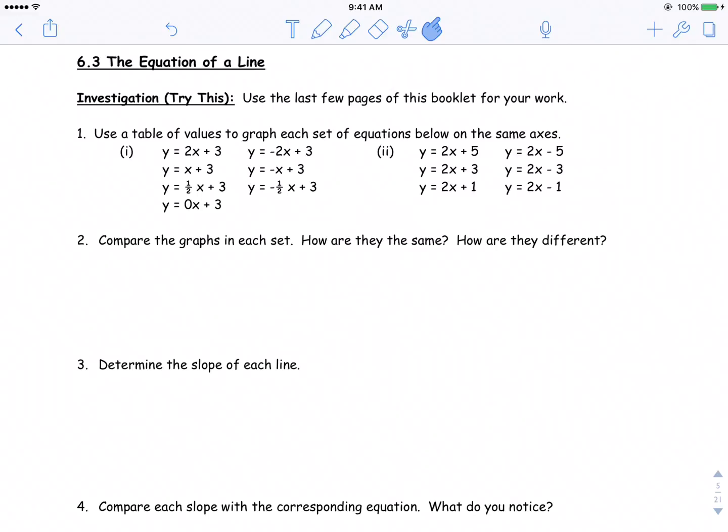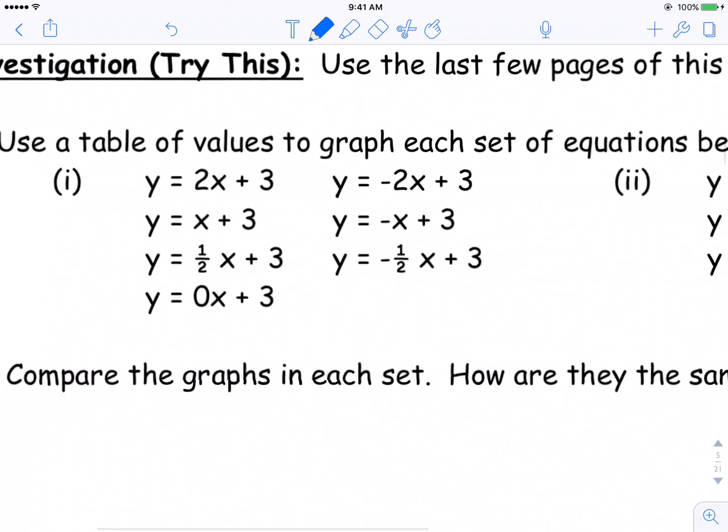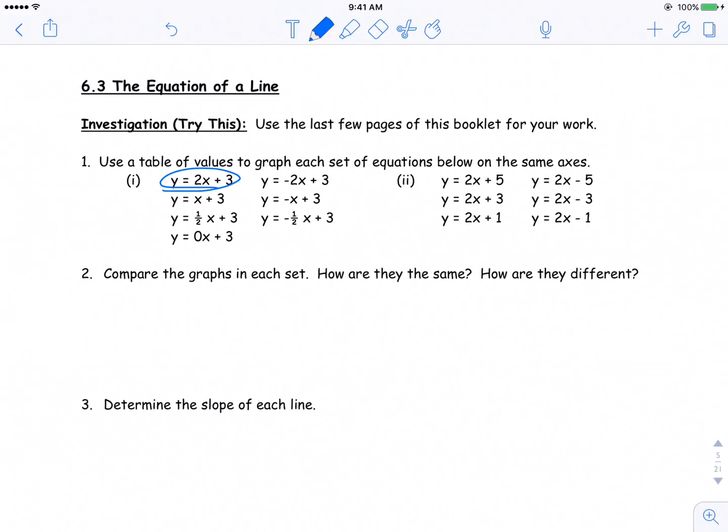So for 6.3 here, it's an investigation, and I'm not too sure how I want to tackle this. So I think what I'm going to do is give you a video here on how to do the graph for the first equation, that first equation being y is equal to 2x plus 3. And then you need to follow all of those same steps for all of the rest of the equations listed here for both sets.